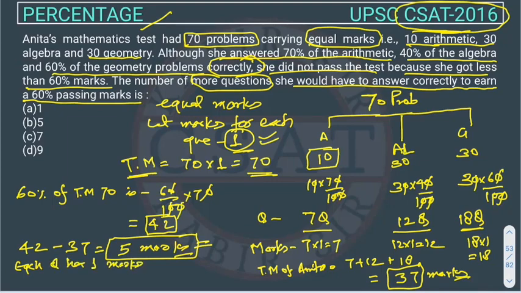So how many questions does she have to solve? The question will be 5 marks and we have to divide by 1 mark. So it will come out the same, 5 questions. So she has to solve 5 more questions to pass this exam. So the answer will be option B.